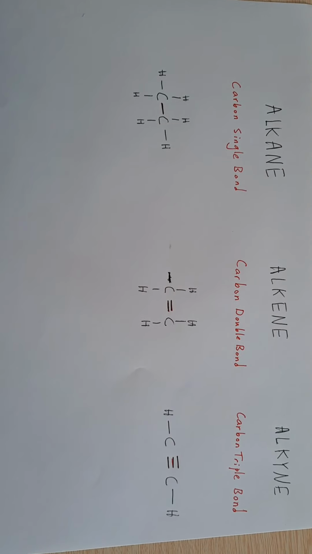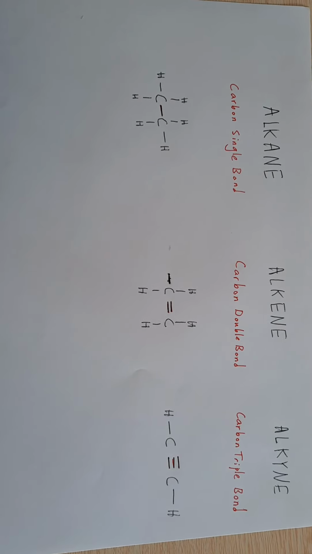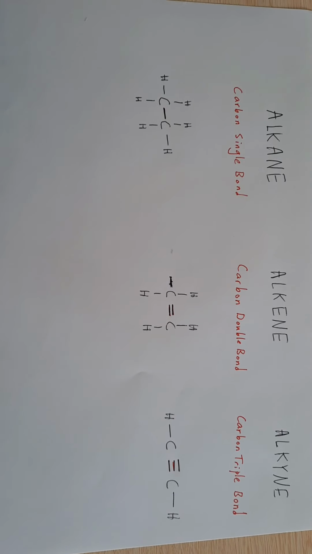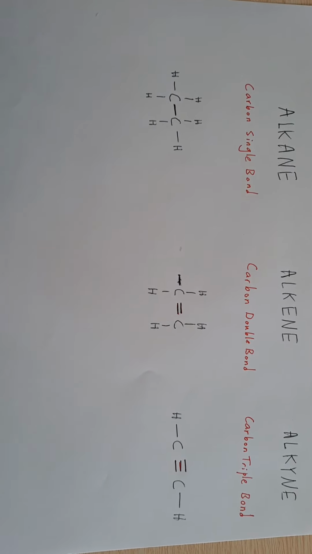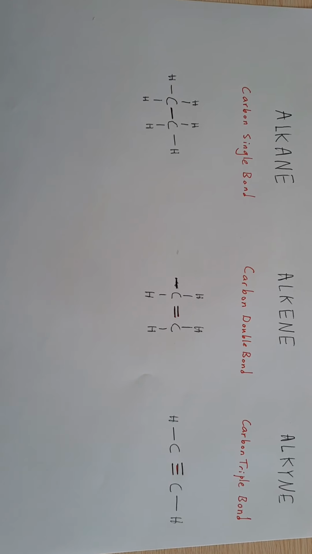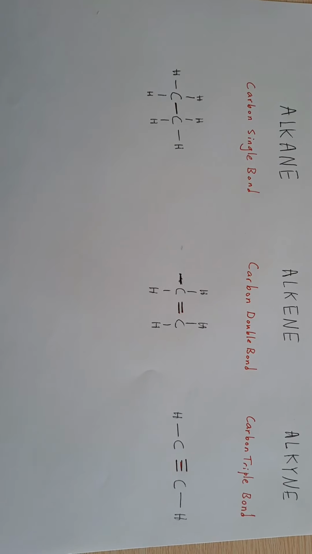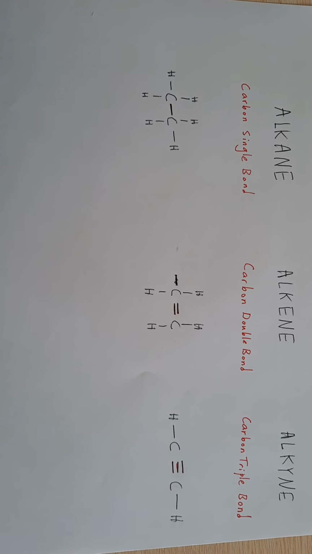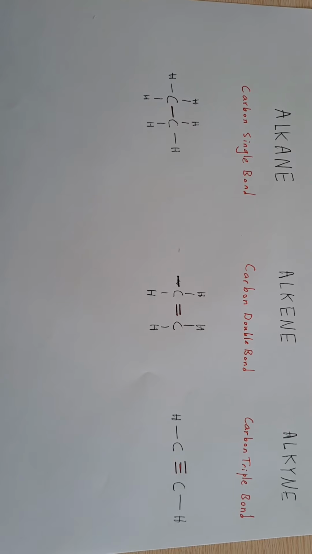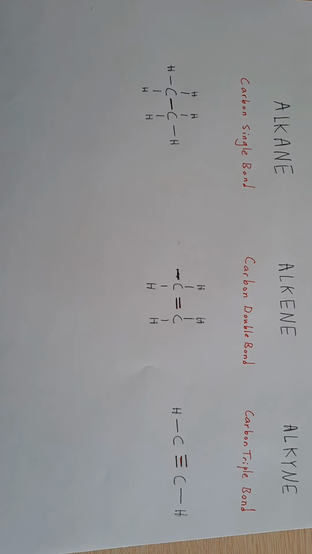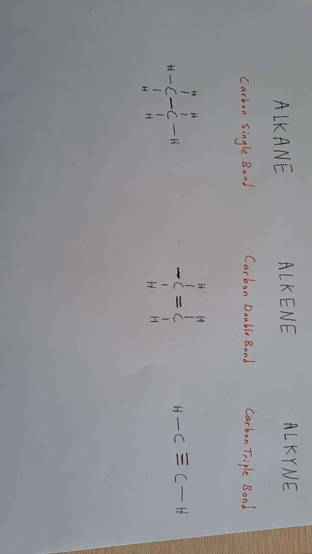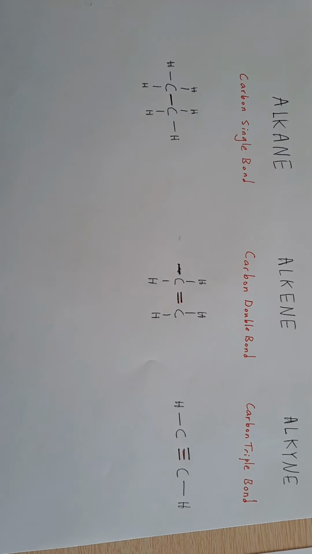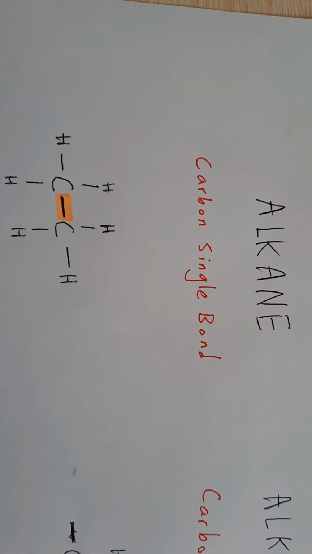So now that I've told you that inorganic chemistry is the chemistry without carbon and organic chemistry is the chemistry of carbon, now we're going to study organic chemistry. In organic chemistry we have 3 main divisions: alkane, alkene and alkyne. These depend on the number of bonds and whether they're single, double or triple bonds. Okay, let's start with alkanes.